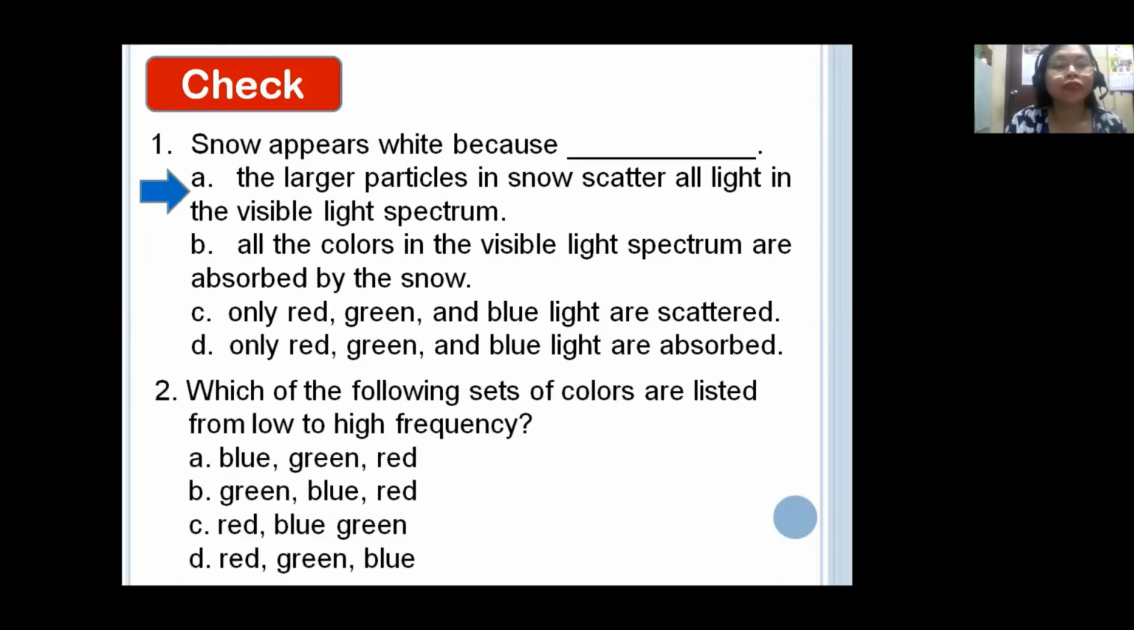Number 2, which of the following set of colors are listed from low to high frequency? Blue, green, red; green, blue, red; blue, green, red; green, blue. Okay, so let's analyze this. Remember that red, let's start from red because of the ROY G BIV. Red has the highest wavelength, and since it has the highest wavelength, it has the lowest frequency.